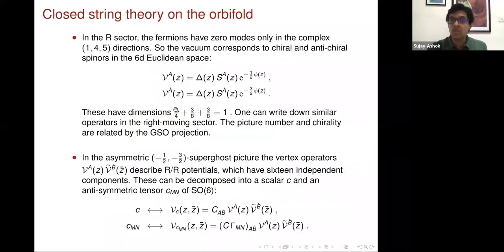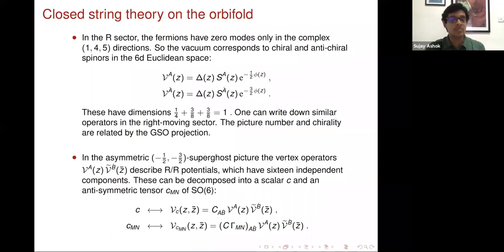Okay. Similarly, in the Ramond sector, the left movers will be spinors of the SO6 directions, which are the unorbifolded directions of the background. I won't go into the details, I'll just give you the answer. The answers are written here at the end of the page. The important thing to keep in mind is that I'm going to use this asymmetric picture to write the vertex operator, so that these will be vertex operators for the potentials. Okay, so I'll have one scalar and one two-form in the RR twisted sector.